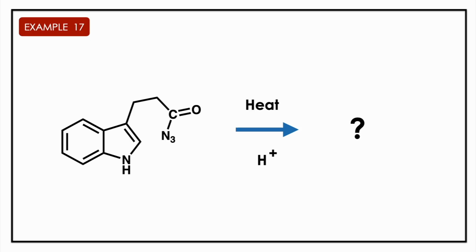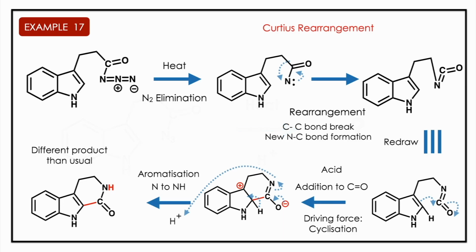Then the next example: here you have indole, with an acyl azide with a side chain at the third position, heating it up, and using acid. You should find what the final product will be. Here a heterocycle is there, with azide at the side chain. So first we form the nitrene. Heating removes the N2 from N3 and forms the nitrene. As we discussed, nitrene is highly unstable, so the group migrates and forms the isocyanate.